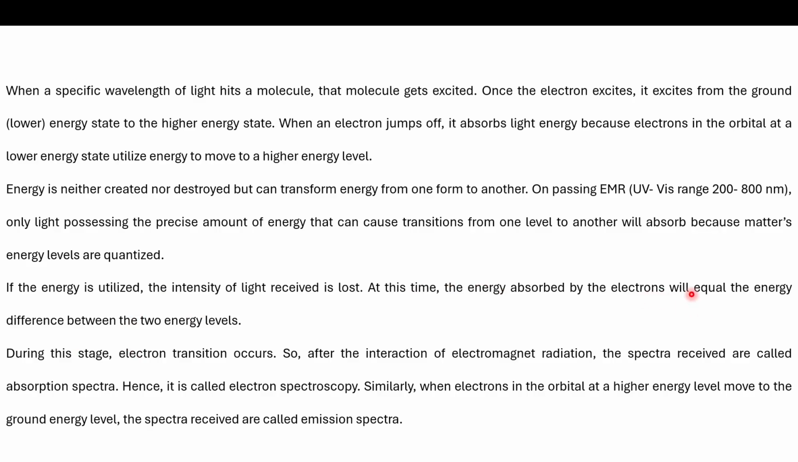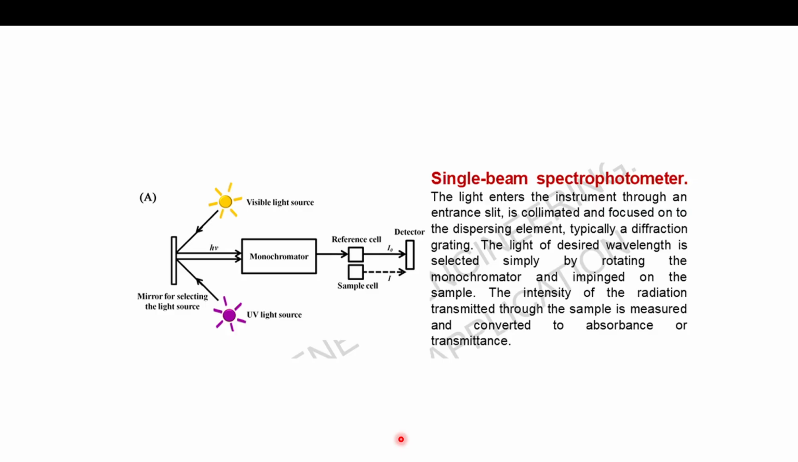The energy absorbed by the electrons will equal the energy difference between the two energy levels, and during this stage electron transition occurs. When a molecule interacts with electromagnetic radiation of a certain wavelength or energy, the spectra received are called absorption spectra. Hence it is called spectroscopy. Similarly, when electrons at a higher energy level move to the ground level, the spectra received are called emission spectra.